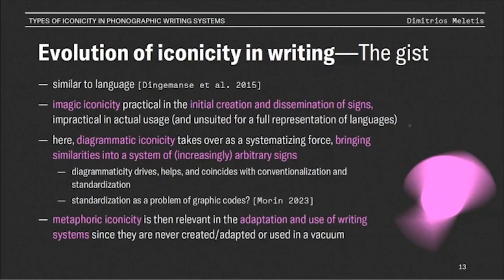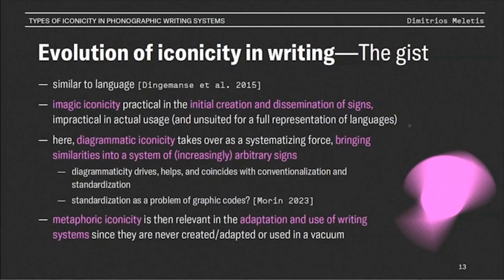But soon, I think users find that it can be impractical in use just for articulatory reasons alone. And of course, it is unsuited for a full representation of a language, for a full writing system, because there are a lot of things that cannot be visually approximated. And of course, in this initial stage, as I had foreshadowed before, we're not talking about phonography. Phonography develops later. But I think at that point, that's really where diagrammatic iconicity can take over.